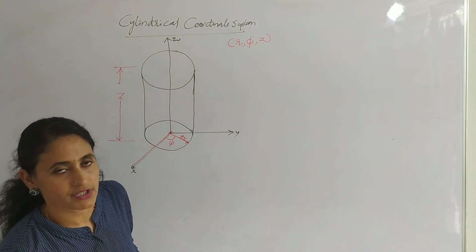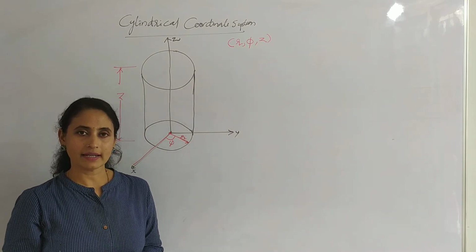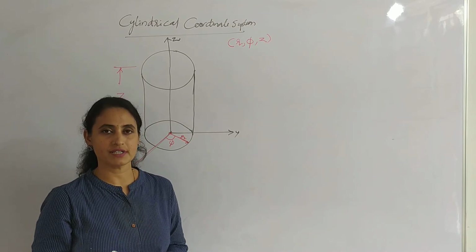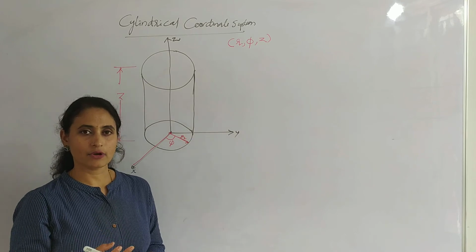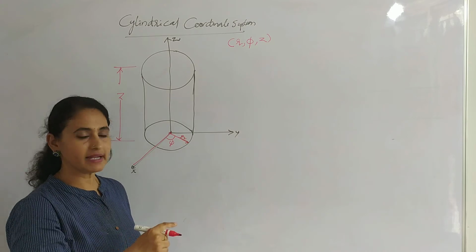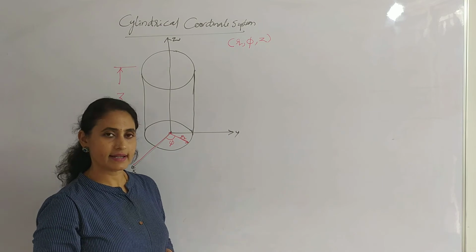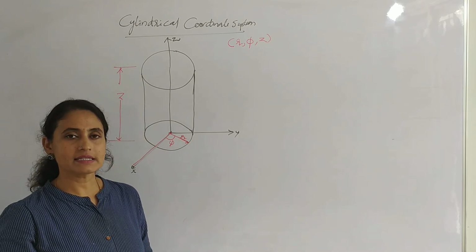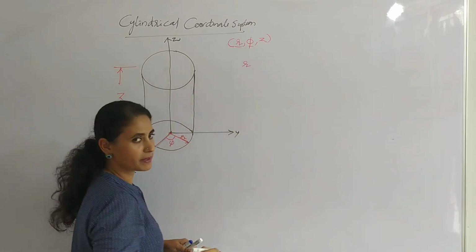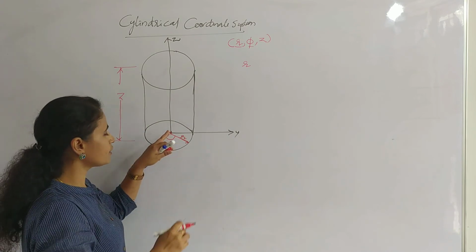So what are the three coordinates of a cylinder? R, phi and z. R is the radius of the bottom or top surface of the cylinder, the second coordinate phi is the angle made by the radius line with respect to the x-axis, and z is the height of the cylinder. Now let us see the range of each coordinate. What should the range of R be? The radius may vary from 0 to infinity.